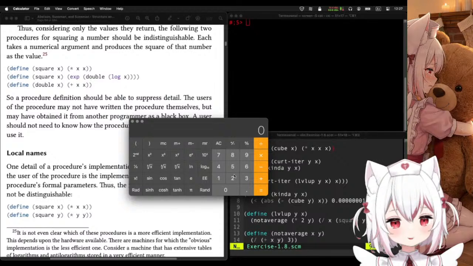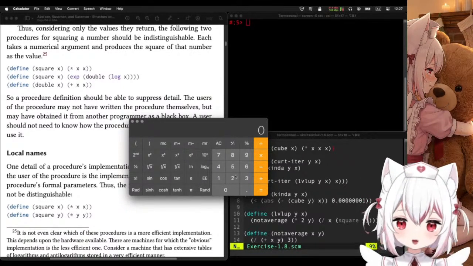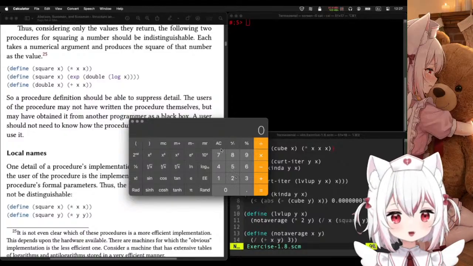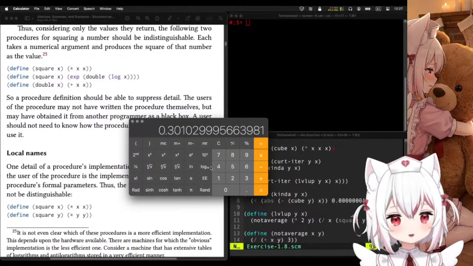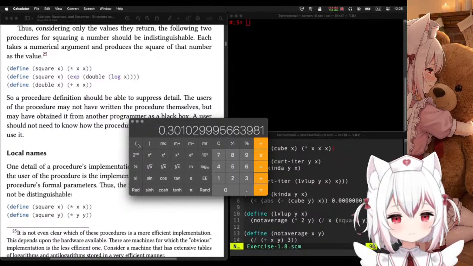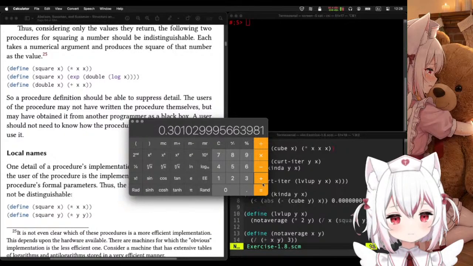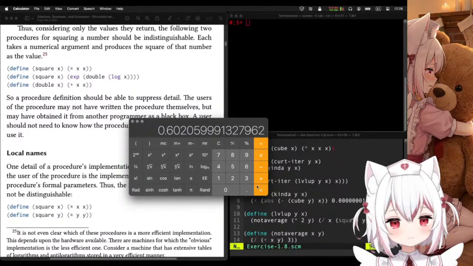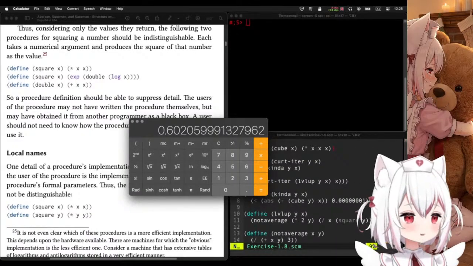Let's see. Where's log? Is there a log on here? Yes, there is. 2 log plus 2 log. I don't know what exp means.